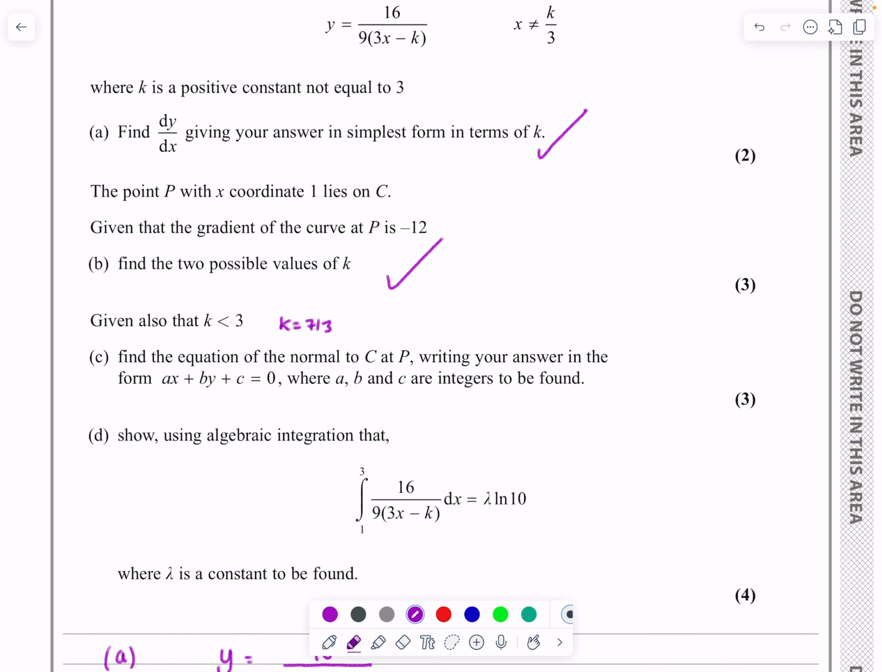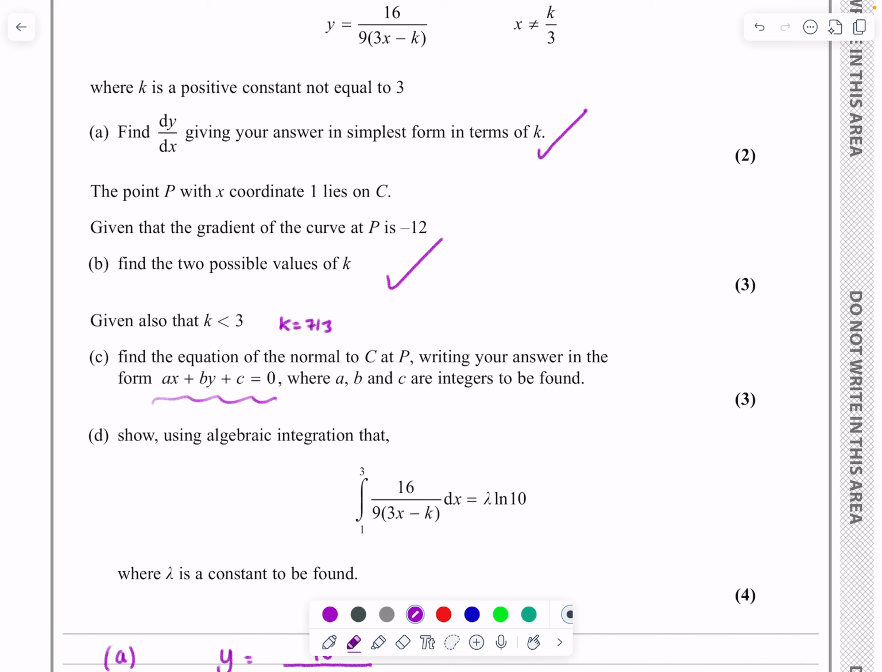Okay, what else are they telling me? They're saying find the equation of the normal to C, write your answer in this format. So don't forget to come back and do that at the end. But what they're asking me for is the equation of a normal.